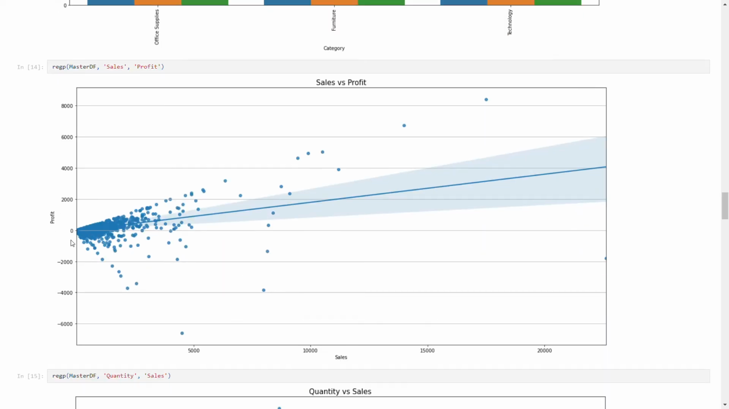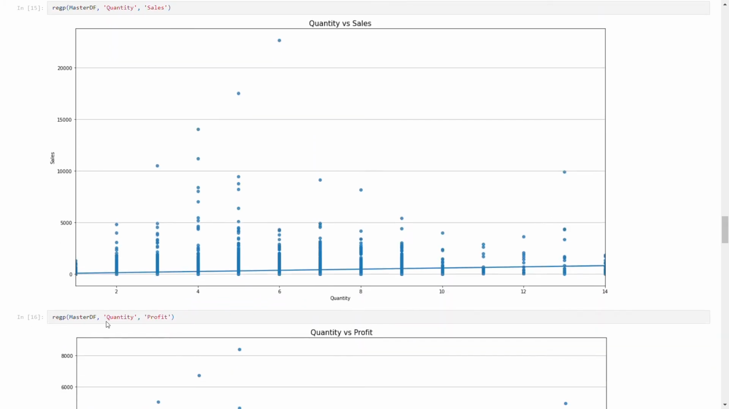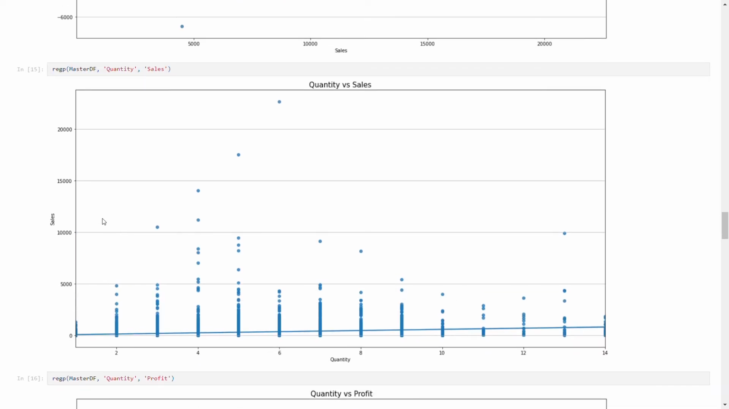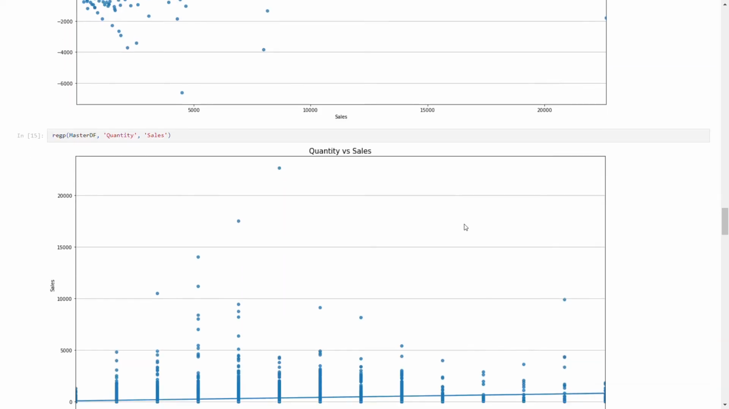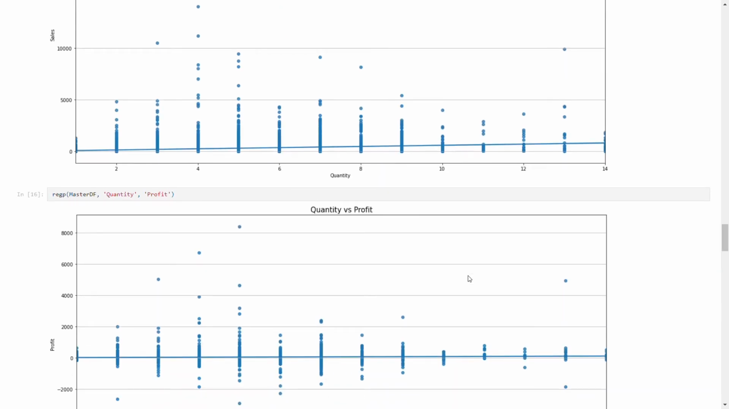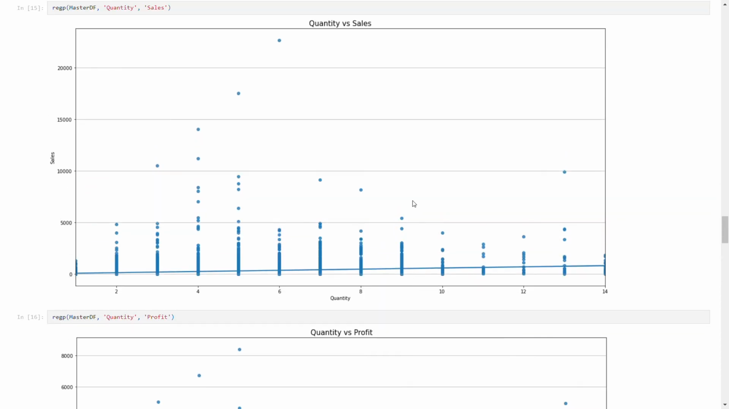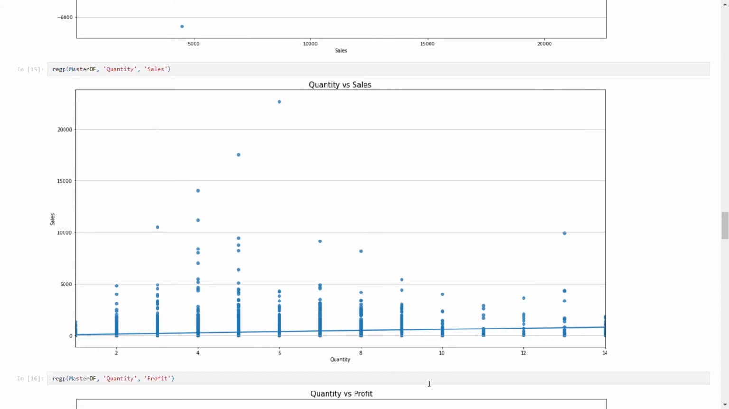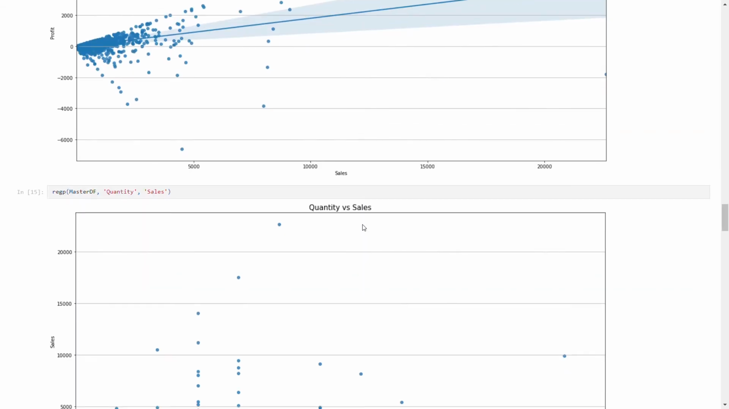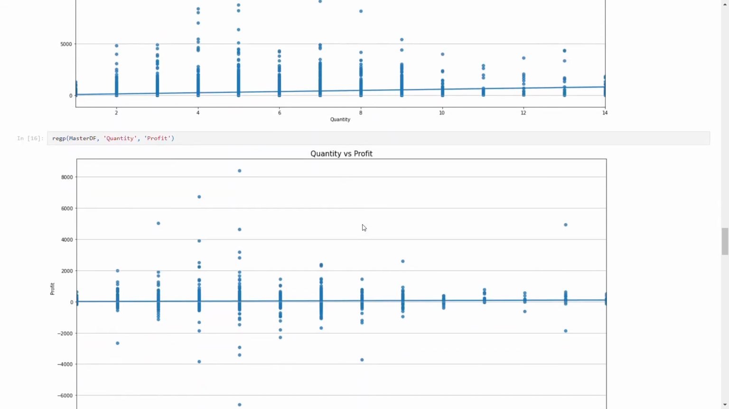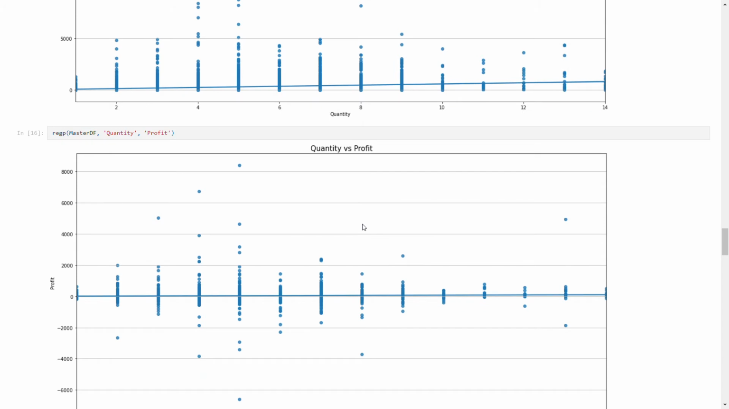If you see the profit and sales, then we see that profit is increasing with sales, that is obvious. Then we see that with sales and quantity, as quantity increases there is an increase in sales, and as sales increase the profit is increasing, so with quantity there is a profit increase also. So here we are getting a little bit of an idea that quantity and profit have a positive relationship. Let's see further analysis on whether they really are in a positive relationship or not.